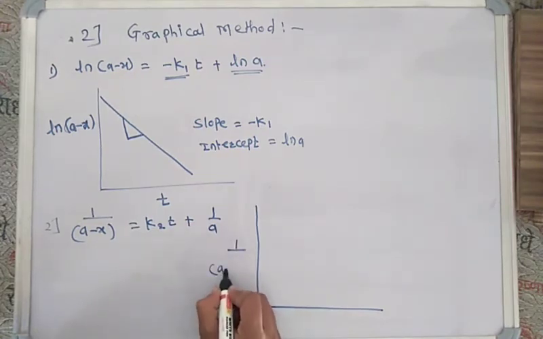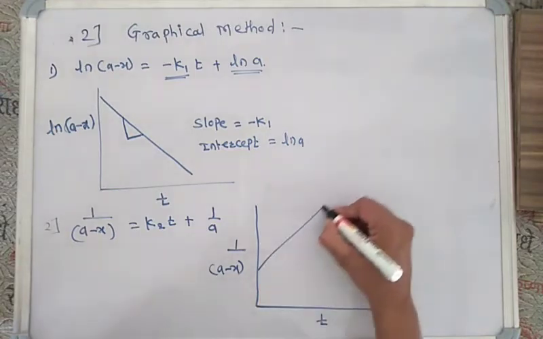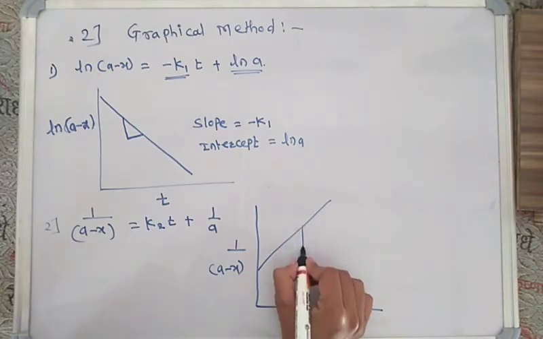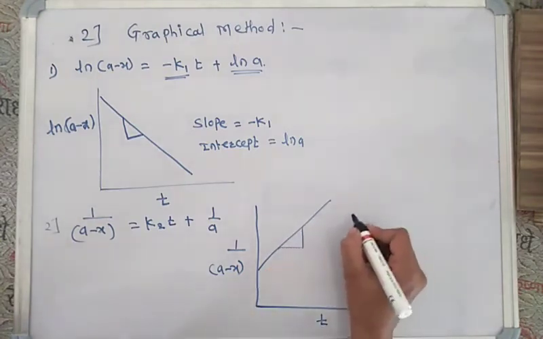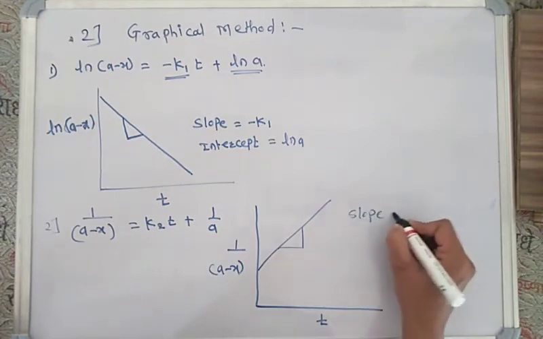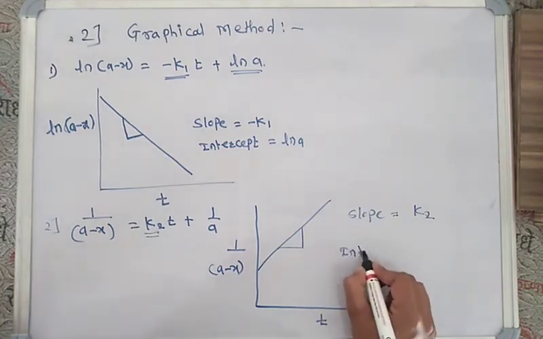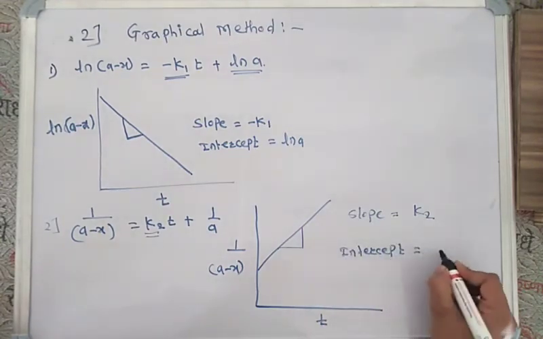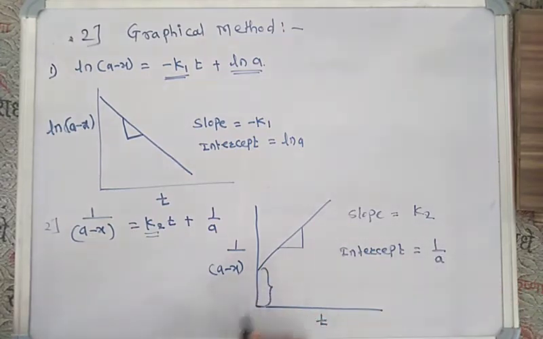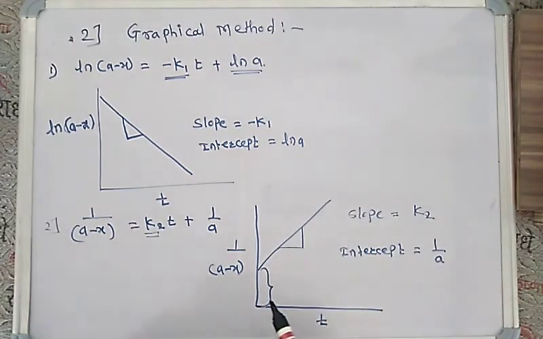One upon a minus x against time t, we obtain a straight line graph. In that graph, we obtain a slope. What will be the slope in this case? Slope is equal to k2, and intercept is equal to, what will be the intercept? 1 divided by a. This is the intercept for the second order integrated rate law for equal initial concentration.